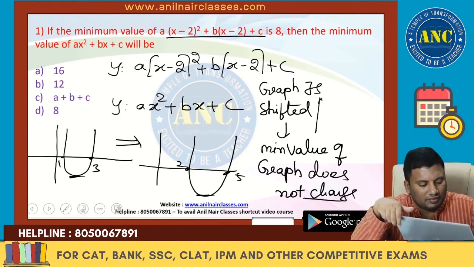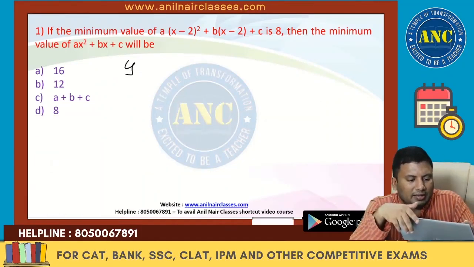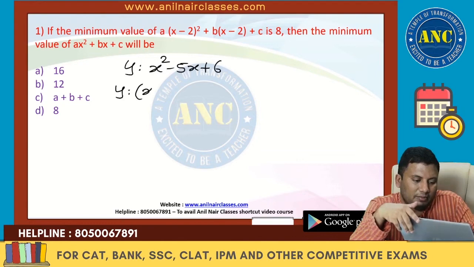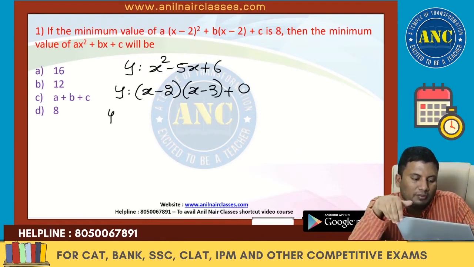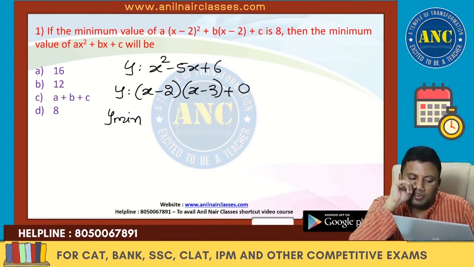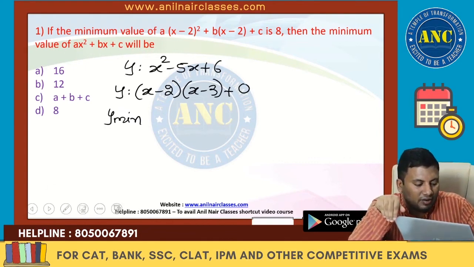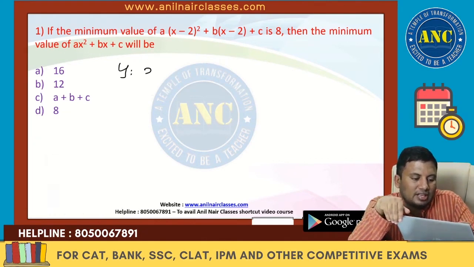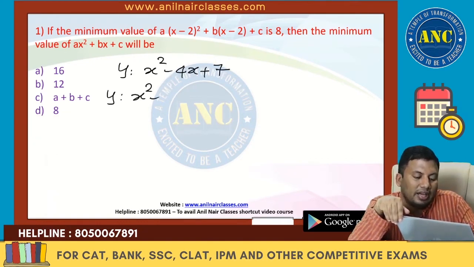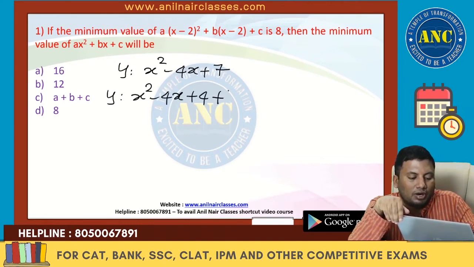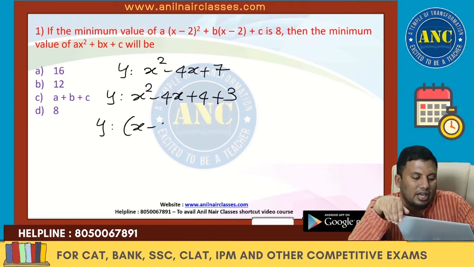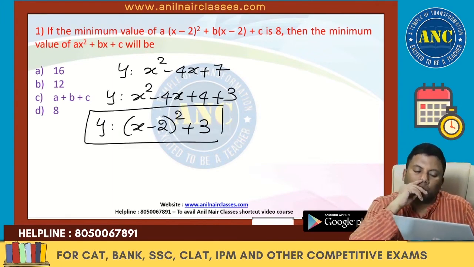So what we will do is, we will take a simple example, x square minus 5x plus 6. It is nothing but x minus 2 into x minus 3. Or we will take one more simple example. Y is x square minus 4x plus 7. This is nothing but x square minus 4x plus 4 plus 3. Y is x minus 2 whole square plus 3.